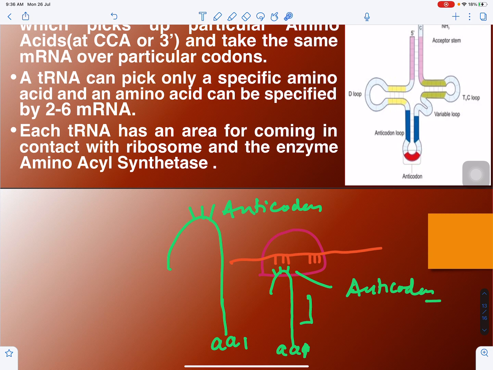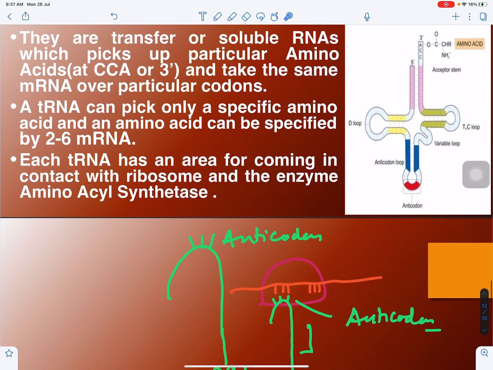One transfer RNA can pick up only a specific amino acid, and an amino acid can be specified by 2 to 6 transfer RNAs. Each transfer RNA has an area coming in contact with the ribosomes, and this also helps in binding with the enzyme amino acyl synthetase. I will discuss amino acyl synthetase, which helps in binding of the amino acid to the transfer RNA.